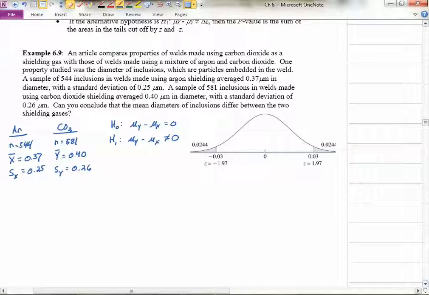Is it a one-sided or two-sided test? Two-sided, right? We've got this does not equal here, which means we reject the null hypothesis if our data is too big or too small, if y bar minus x bar is really big or really small.